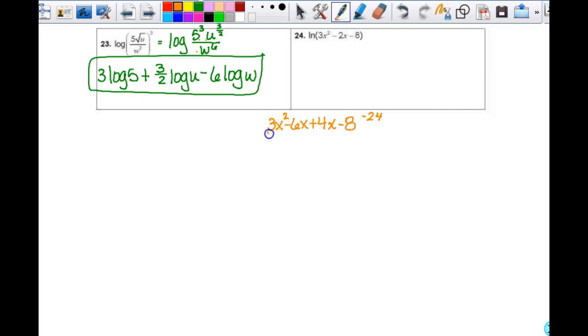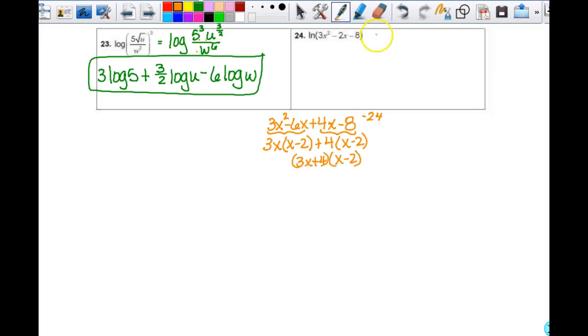Then I can factor out of these first two terms, 3x, and that'll be x minus 2. And then I can factor out a 4, and that leaves me with x minus 2. So that means that 3x plus 4 times x minus 2 is what I get when it's factored.